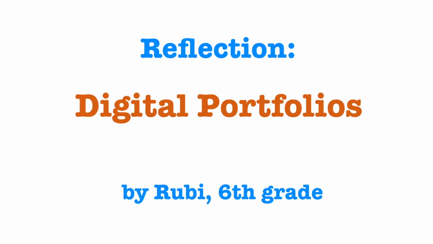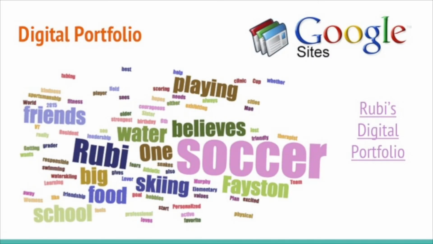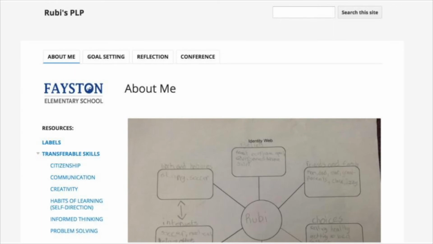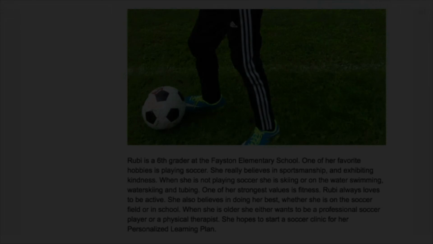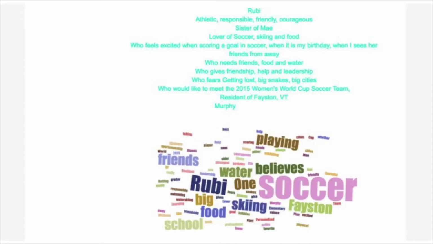My name's Ruby. I'm a 6th grader at Fayston School. And during our PLP process, we used digital portfolios on Google Sites. And our tech teacher, Michelle Augeter, she created a template for us that we could use. So we created tabs. Our first one was the About Me tab, which showed our identity work. And here's Ruby doing something she loves to do, and each student wrote an About Me section, and here's your poetry and your Wordle to go with your About You page.